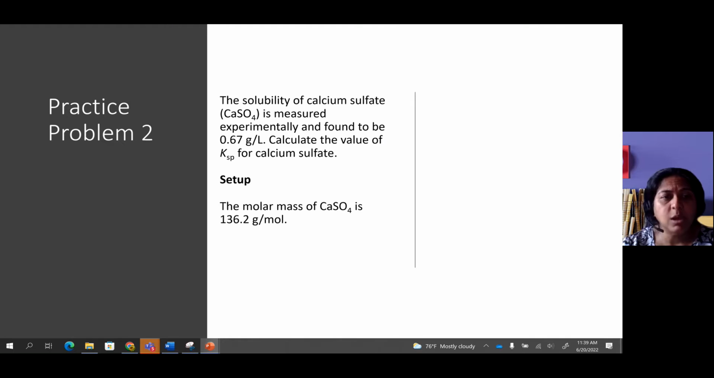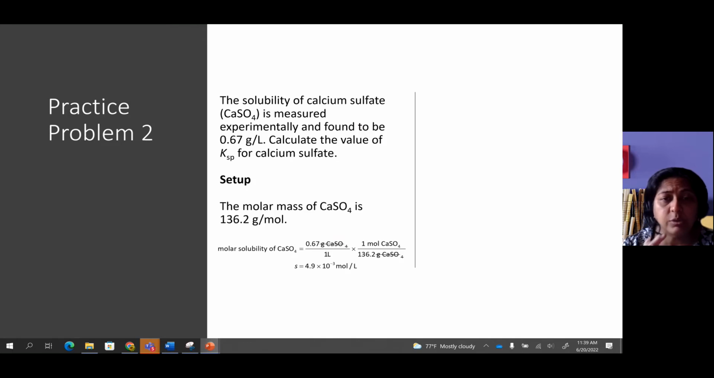Next, practice problem 2. The solubility of calcium sulfate is measured experimentally and found to be 0.67 grams per liter. Calculate the value of Ksp for calcium sulfate. The molar mass of calcium sulfate is 136 grams per mole.